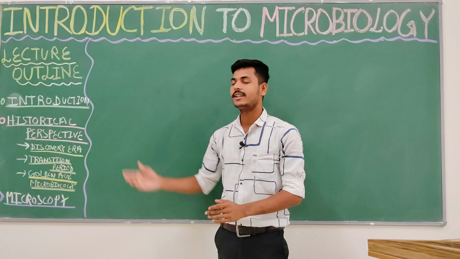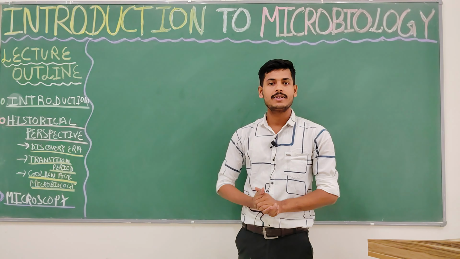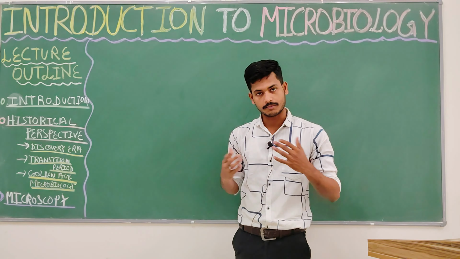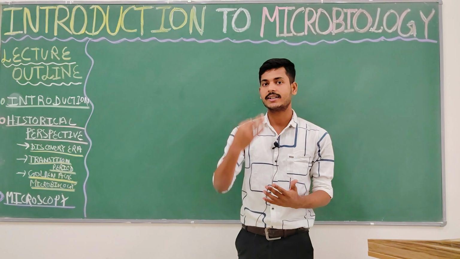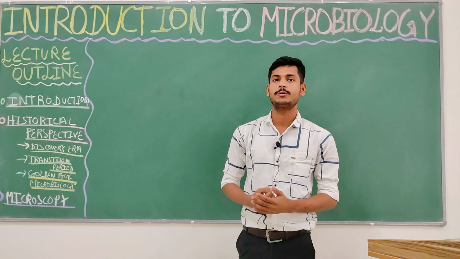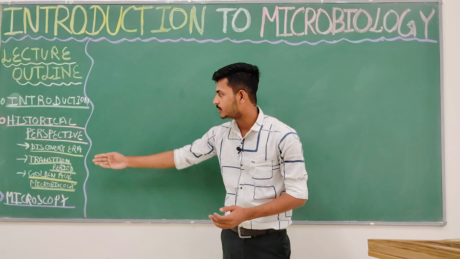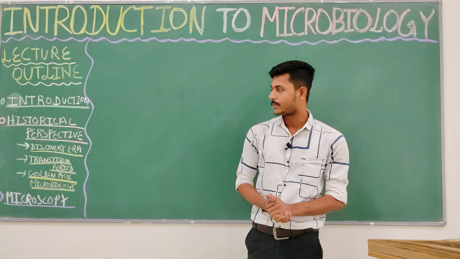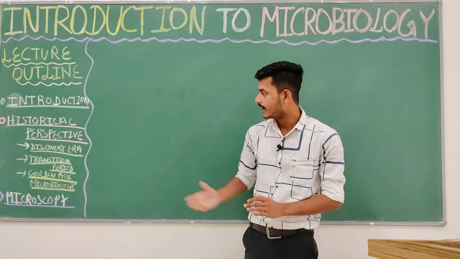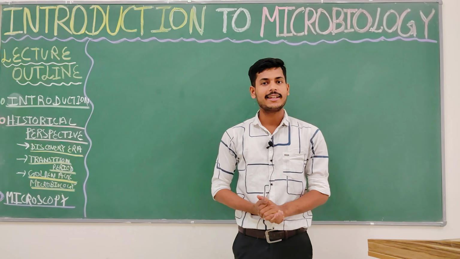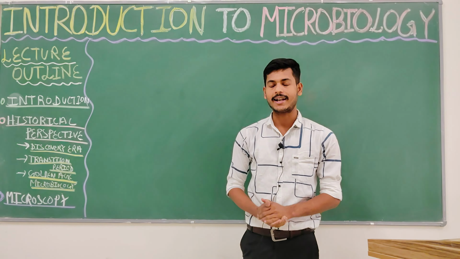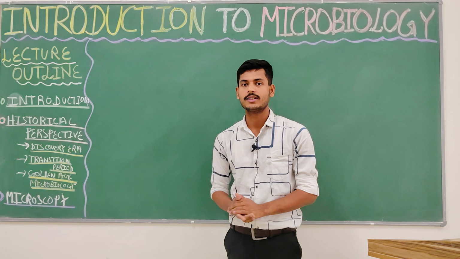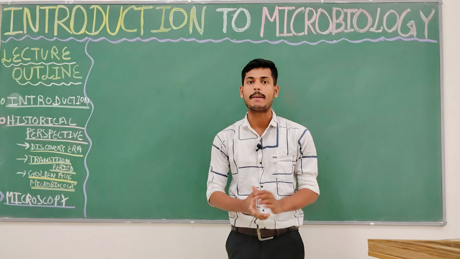Here is today's lecture outline. First we will deal with the introduction, then we will define the microbiology history under the time periods. The first one is the discovery era, another one is called the transition period or transition era, and the next one is the golden age of microbiology. After the break we will discuss microscopy. Basically we will define different types of microscopes and their uses.